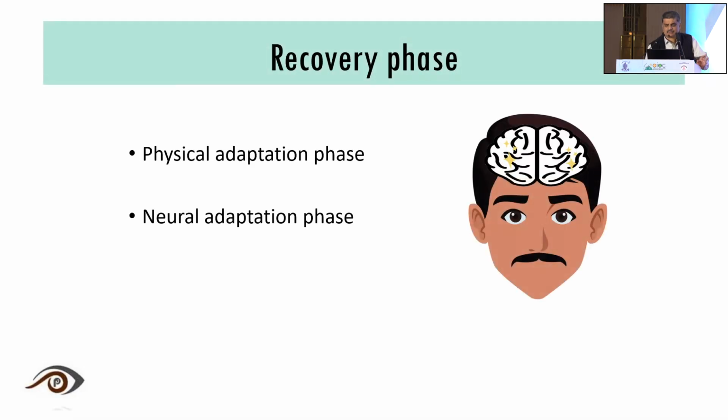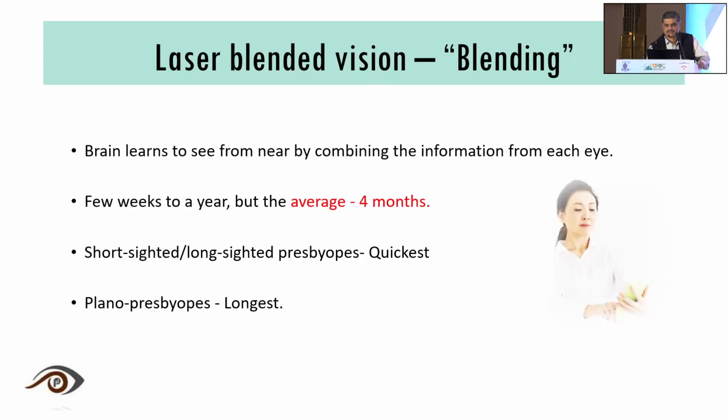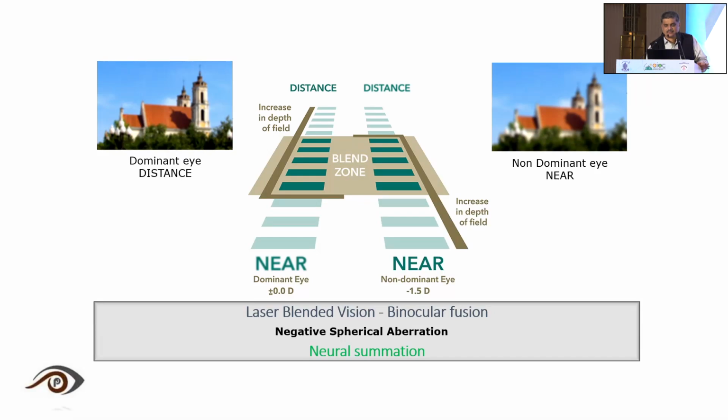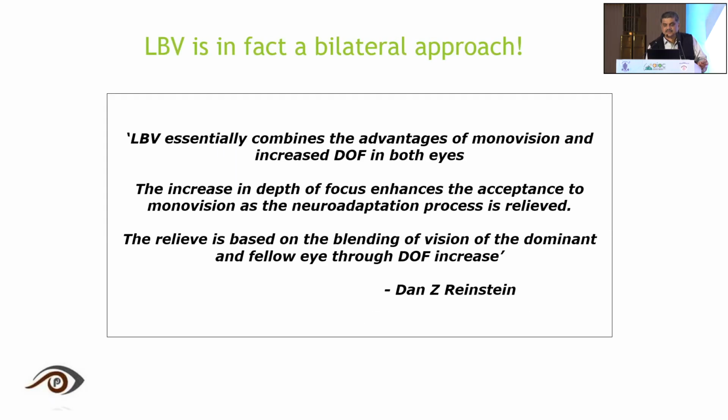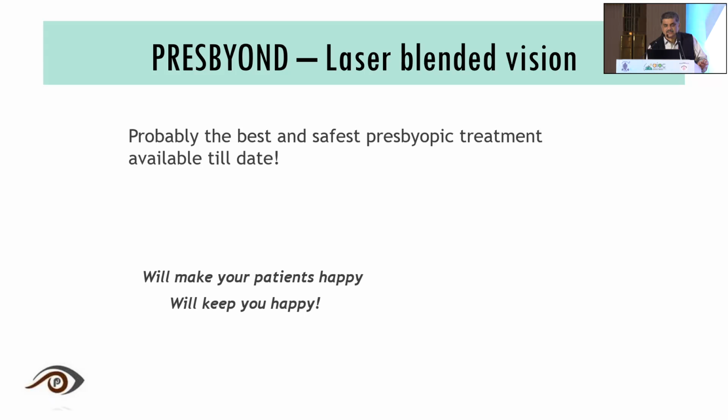The recovery phase has two steps: the physical adaptation phase and the neural adaptation phase. Normally, for a few weeks, though most patients adapt the very next day. Short-sighted and long-sighted presbyopic patients are the quickest to adapt. Only plano presbyopic patients sometimes take some time, maximum in my case up to 4 months. We have to treat both eyes; it's a bilateral treatment, and the results are always the same. So I can say that Presbyond is the best available approach for patients with presbyopia if the patient doesn't have cataract.